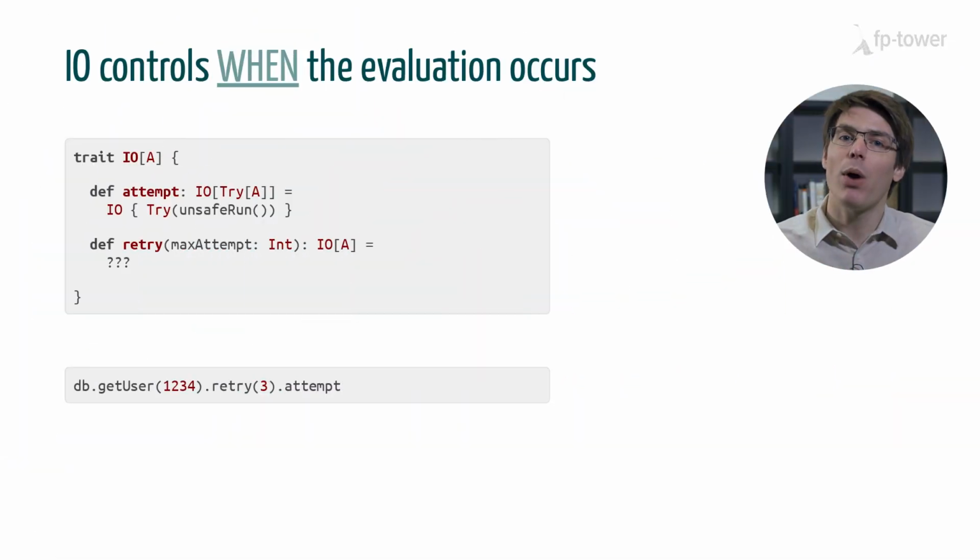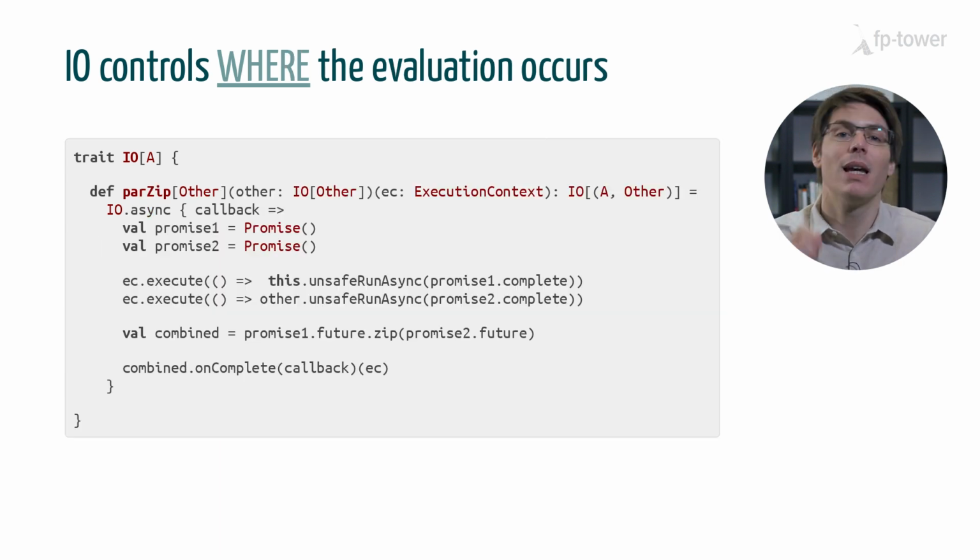Now, there are fantastic benefits to working with code that is not yet evaluated. We can easily write powerful error-handling combinators and retry logic because we control when the evaluation occurs. This means that we can wrap the evaluation within a try-catch block or re-evaluate the code if required. Similarly, we control where the code runs. We can execute it in the current thread or dispatch the evaluation to a thread pool. As we saw at the end of this chapter, this enables powerful concurrency methods such as parZip or parTraverse.